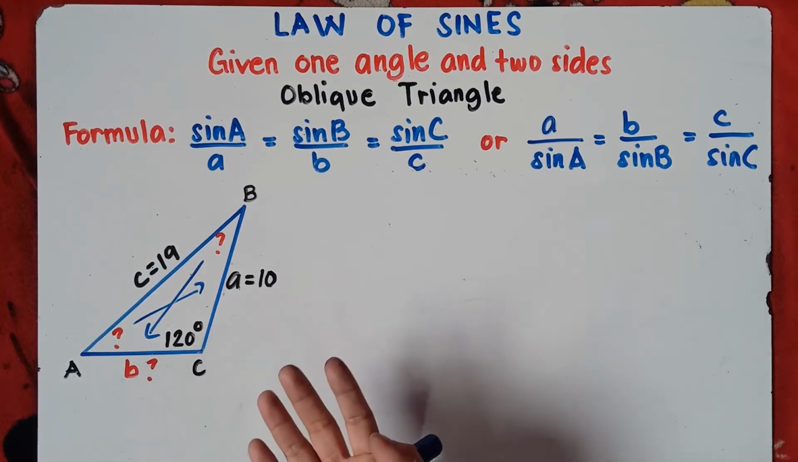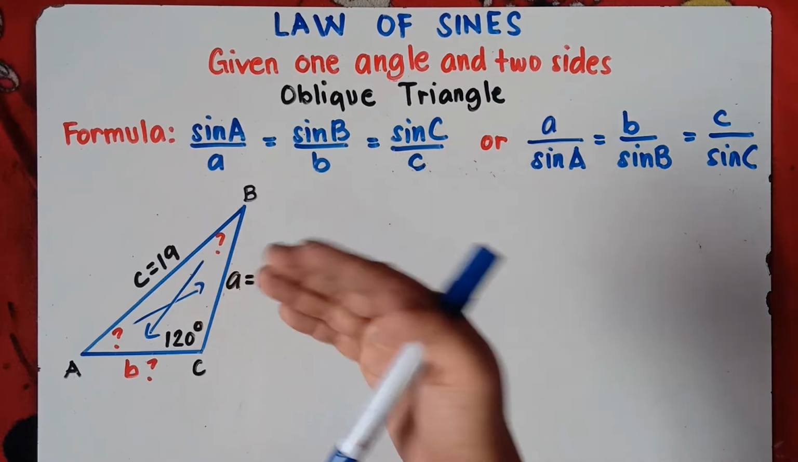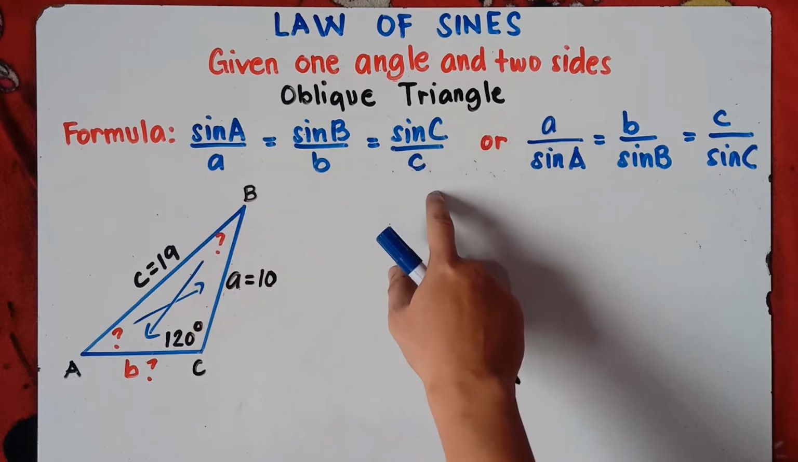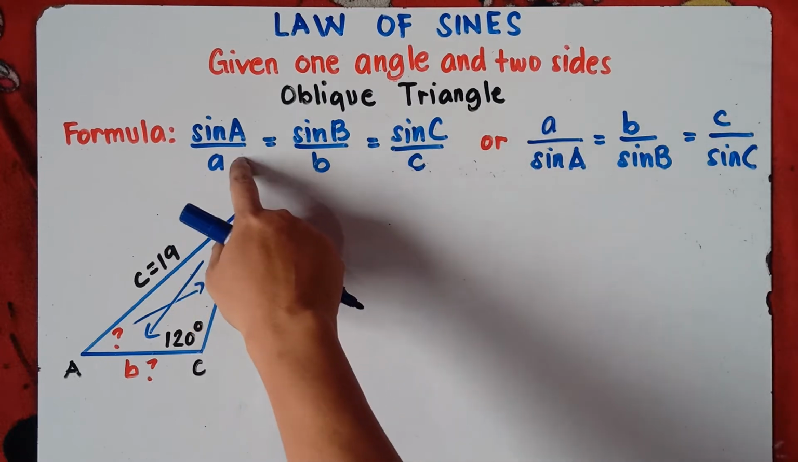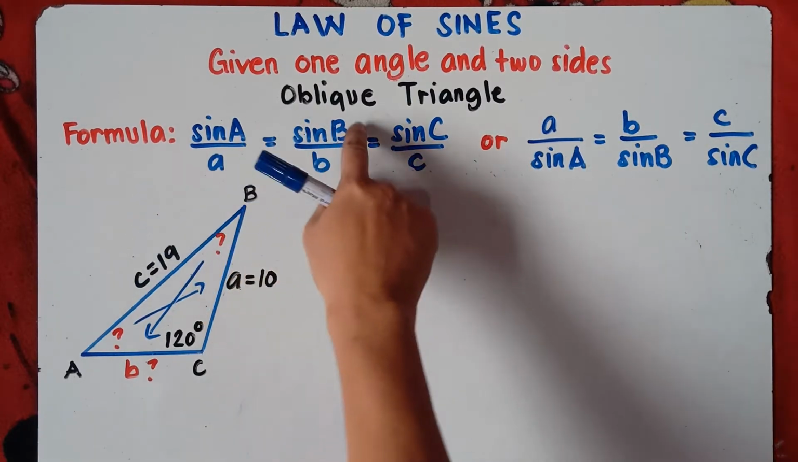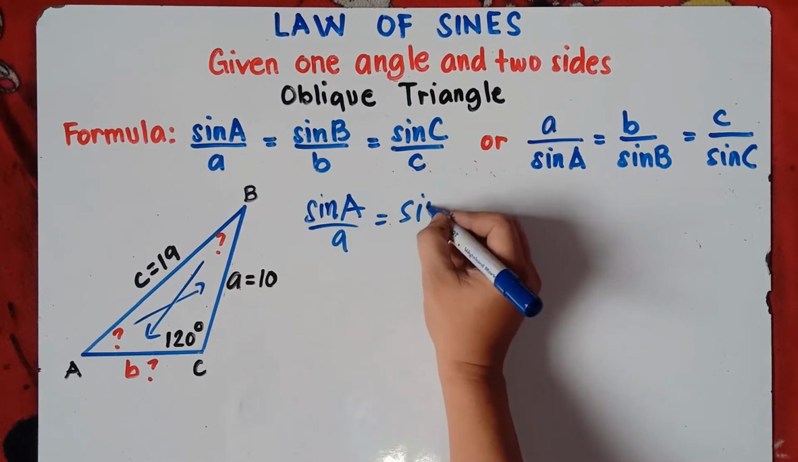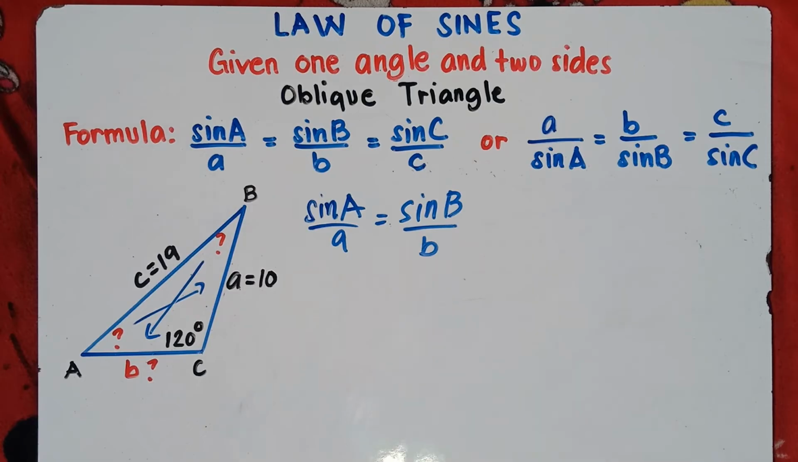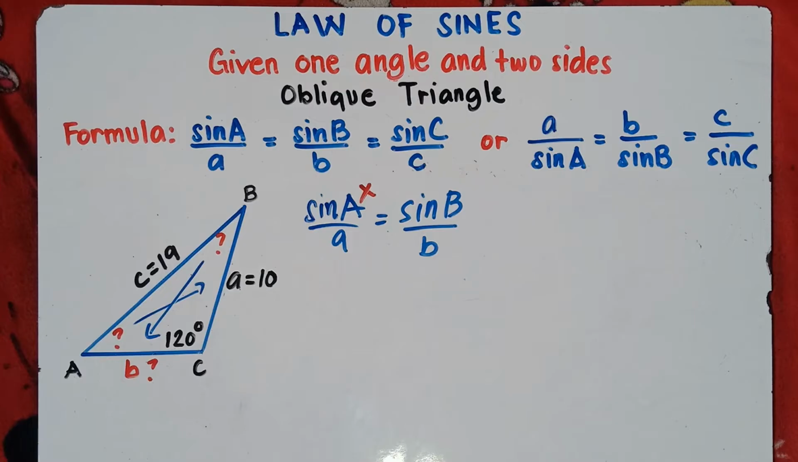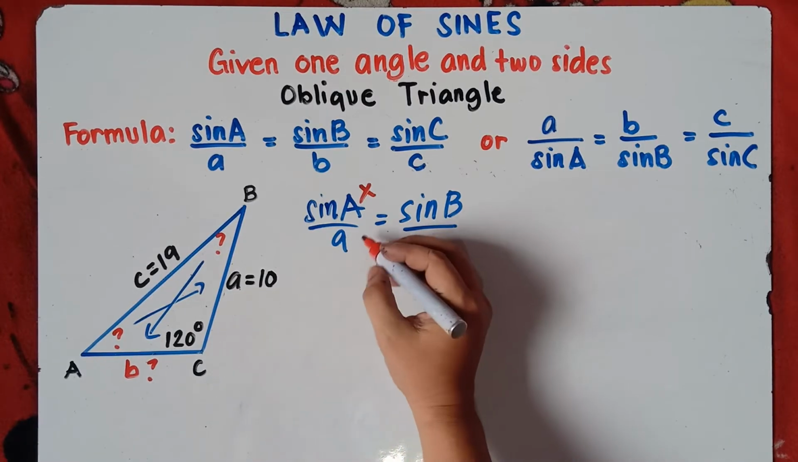Once again, class, to find angle A, we can check if we can use sine A over a equals sine B over b. If we cannot use that one, we can also check sine A over a equals sine C over c. Once again, these capital letters A, B, and C represent the angles. So let's check sine A over a equals sine B over b. Do we have angle A? Nope, so this is X. Do we have a, the value of a? Yep, that is 10.